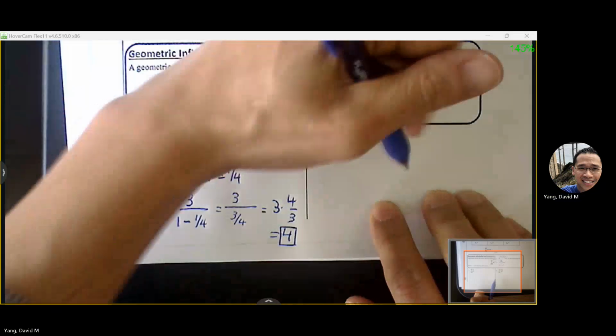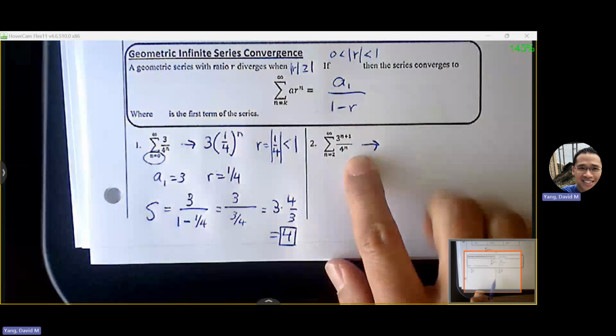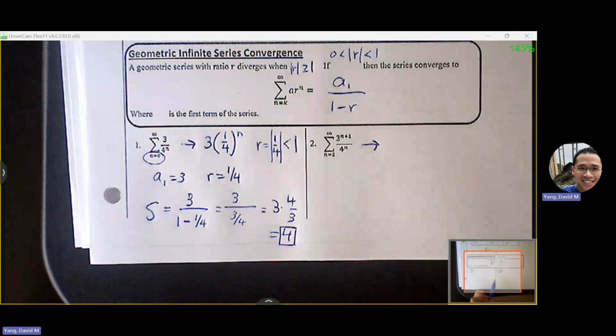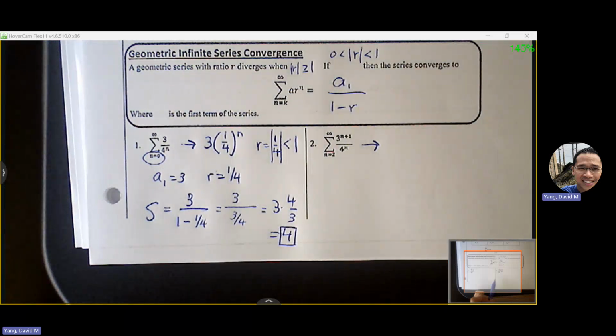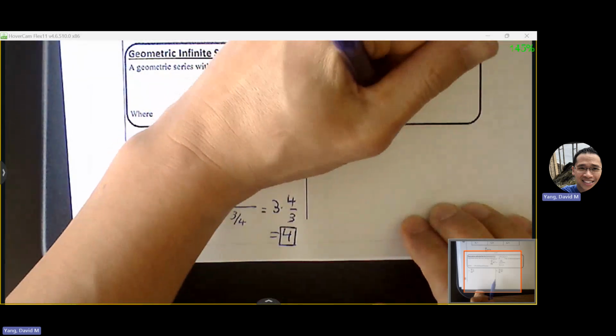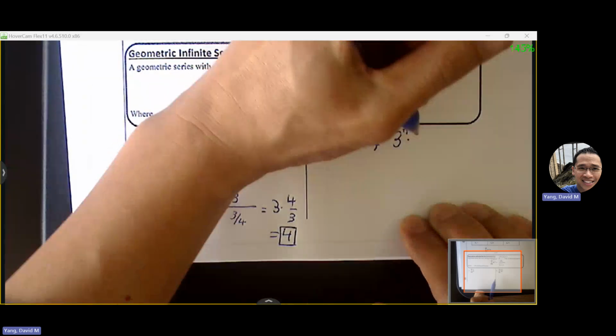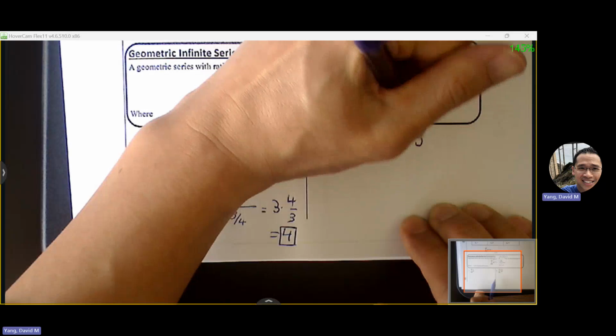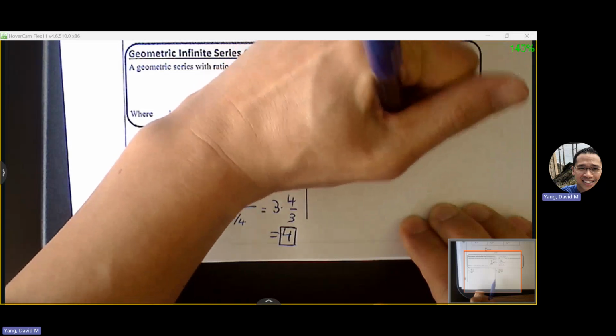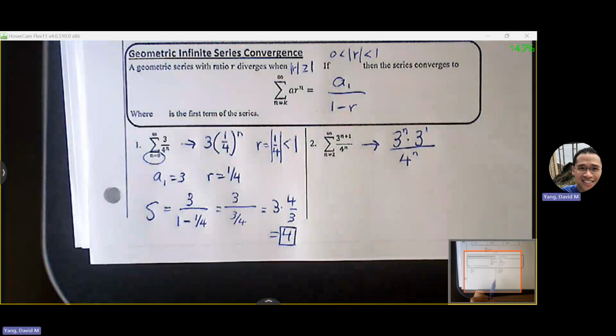Number 2, it may not seem apparent that it's a geometric series, so it's nice to break those up or use exponent properties to see if we can split it up and rearrange it in a way that can help us see things a little bit more clearly. So I'm going to rewrite this as 3 to the n times 3 to the first power over 4 to the n.